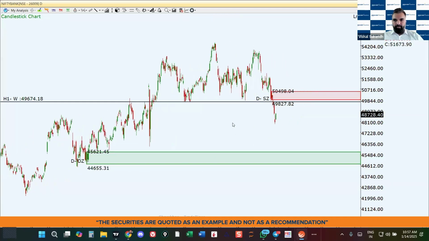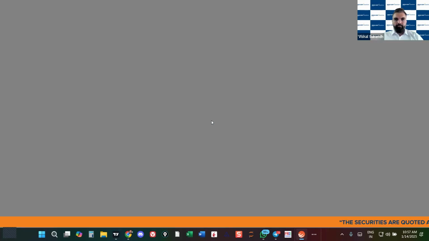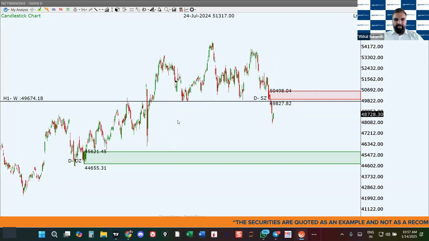All right. So not a great scenario at the moment right now for both the indices, but we have to just wait and watch to see how this plays out. All right. Let's move on to the Sensex now.